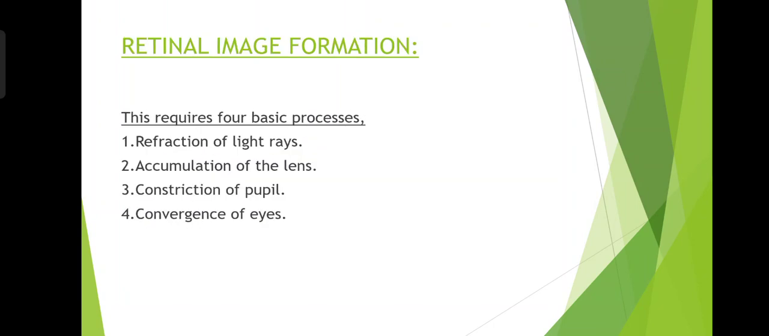There are four basic processes involved in retinal image formation, that is, refraction of light rays, accommodation of the lens, constriction of the pupil, and convergence of the eyes.